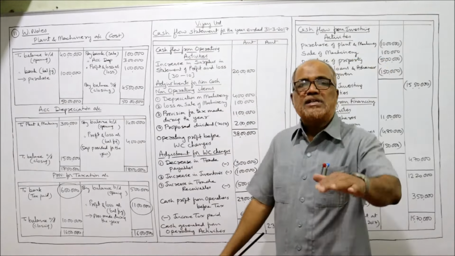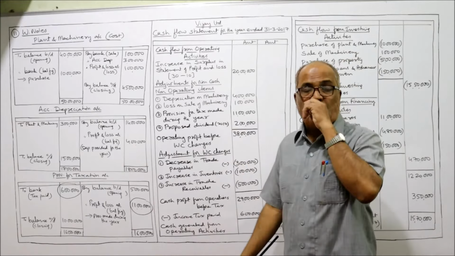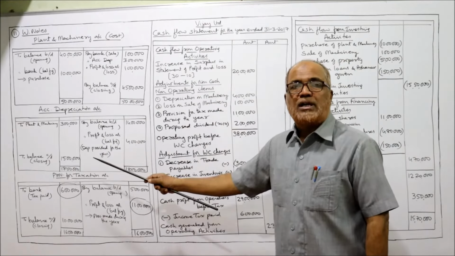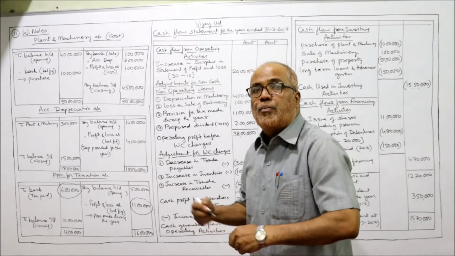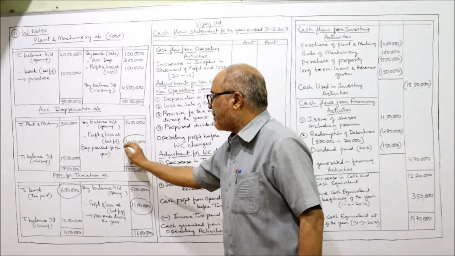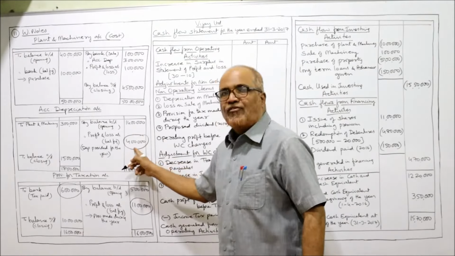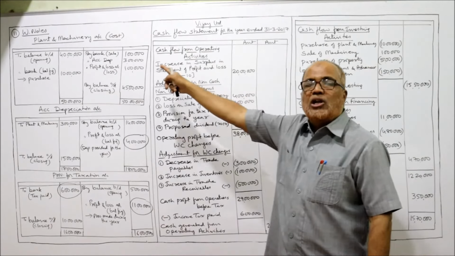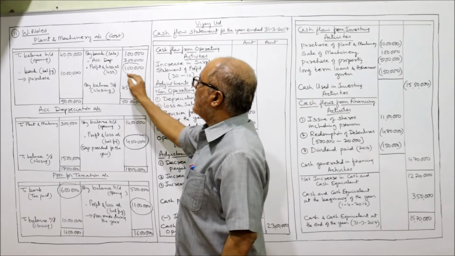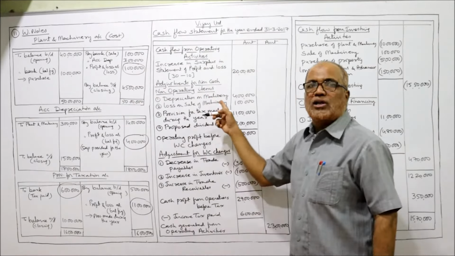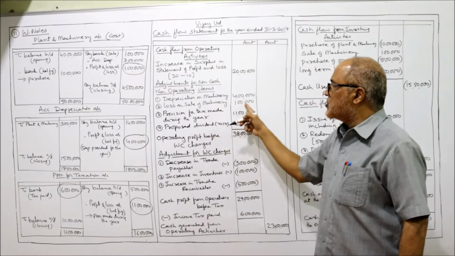Next, adjustment for non-cash, non-operating items. Now carefully see what the non-cash items are. First of all, depreciation on machinery. How much is the depreciation on machinery provided during the year? Here it is, 4 lakh rupees of depreciation provided during the year. This is a non-cash item. Here 4 lakh. What is the loss on sale of machine? Loss on sale of machine is 1 lakh. This 1 lakh rupees is a non-cash item. So loss on sale of machinery 1 lakh.